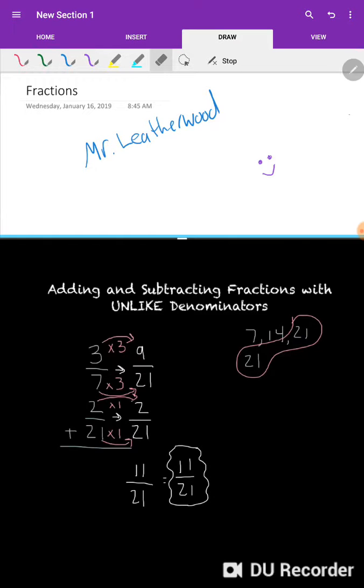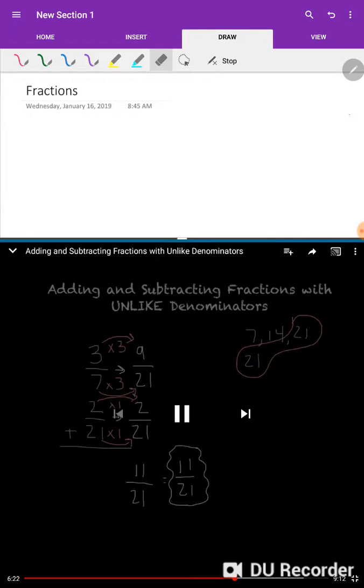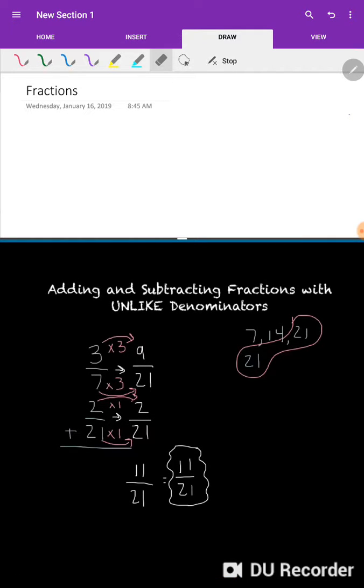So 11 over 21. Alright, so that's how it works with least common multiples: we change our denominators to be the same, and then we just add like we normally do. But the denominator in the answer is also going to be the same as what you had before. Now let's subtract, and then I'll let you go.